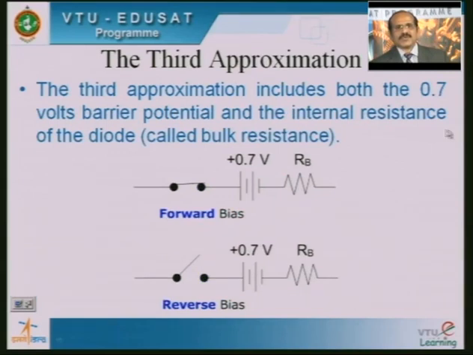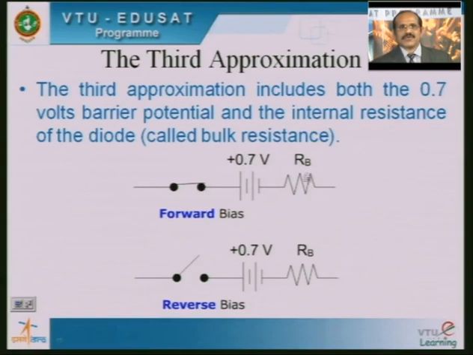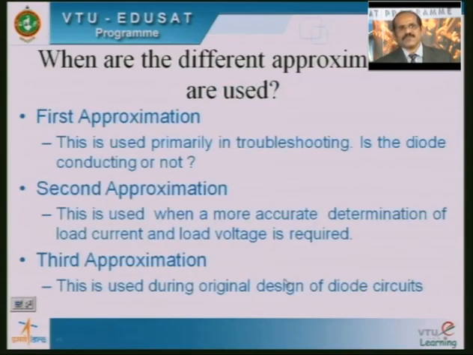Finally, the third approximation includes both the 0.7 volts barrier potential and the internal resistance of the diode, which is called the bulk resistance. Therefore, whenever the semiconductor diode is forward biased, it is represented by a closed switch in series with 0.7 volts in series with RB. Whereas when the semiconductor diode is reverse biased, it is represented by an open switch in series with 0.7 volts, which is once again in series with RB.